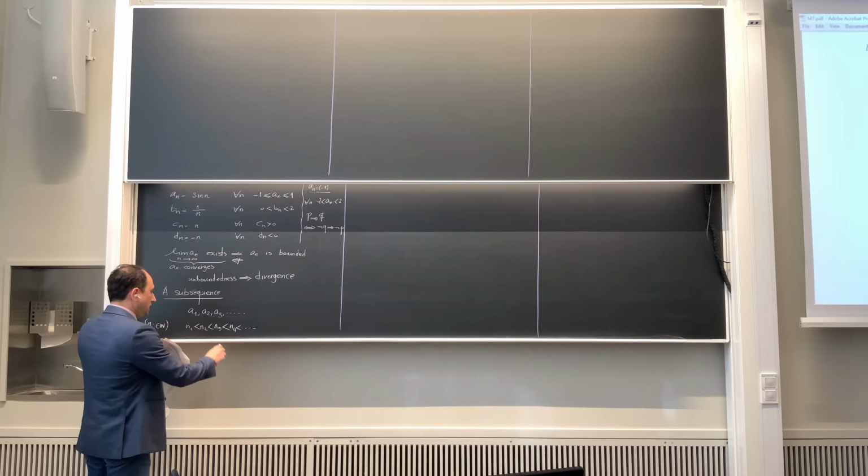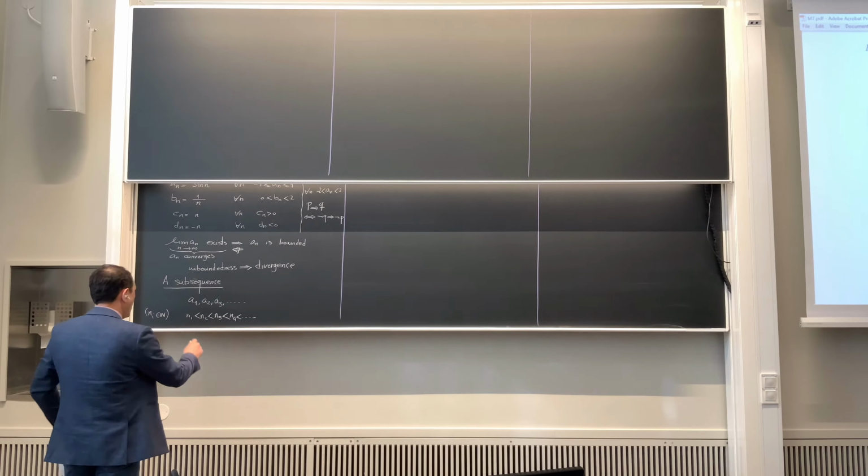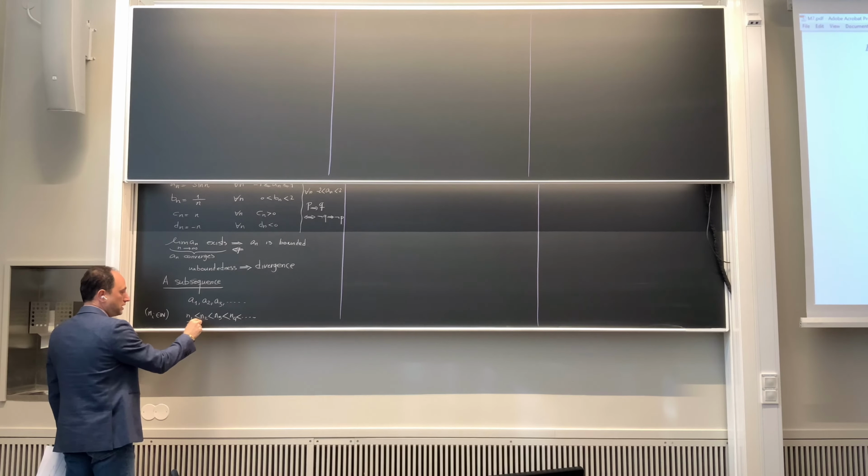For example, let me make it more tangible. I would write, let me take N1 to be 2. I take N2, a natural number which is strictly larger than 2. So let me take it 5. Yes? And I don't know. I will take the other one, so let me take it 10. And then the other one, 11. And then you can continue. What I mean is that you have a list of natural numbers which is arranged in a strictly ascending order.